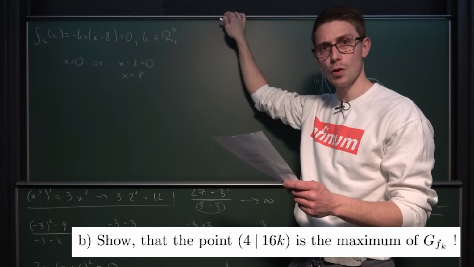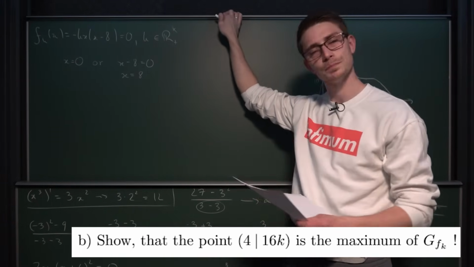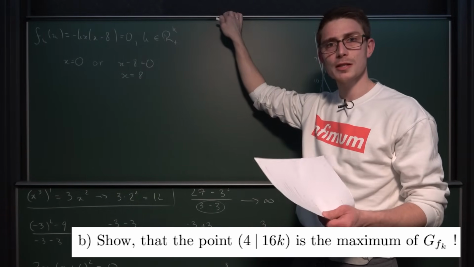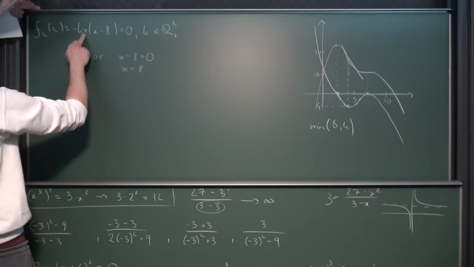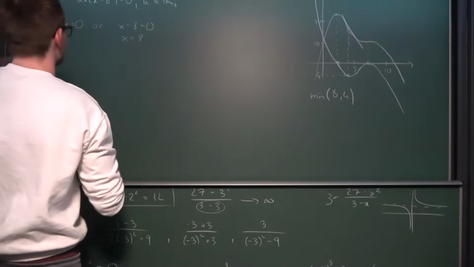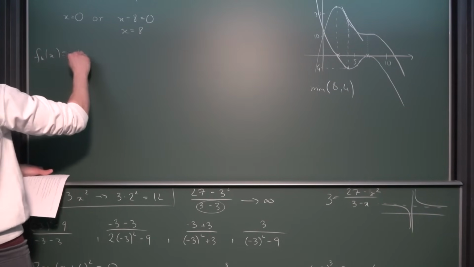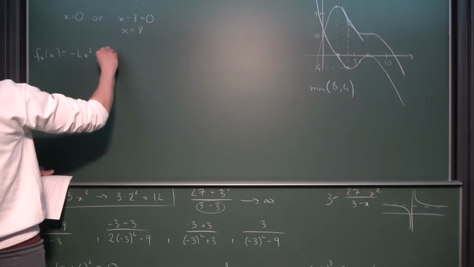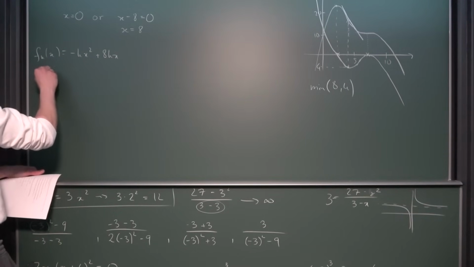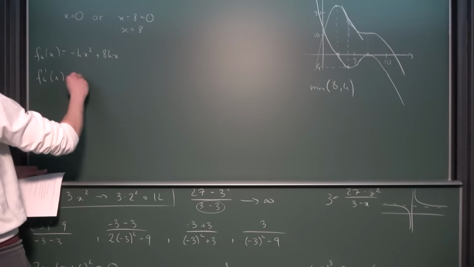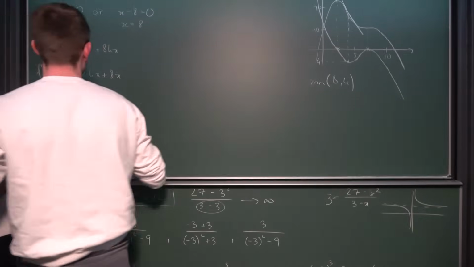Show that the point 4 and 16k is the maximum of the graph of fk. How can you show something like this? Obviously by using differentiation. We are going to differentiate this function right here. I'm going to rewrite it just for my convenience a tiny little bit. Fk of x is equal to negative kx squared plus 8 times k times x. We are going to differentiate this, so fk prime of x is going to be equal to negative 2 times k times x plus 8 times k.